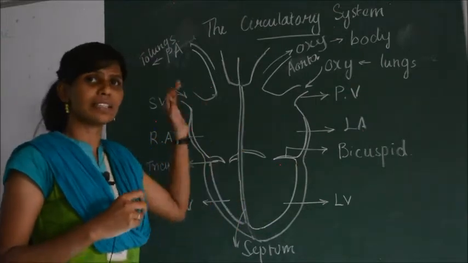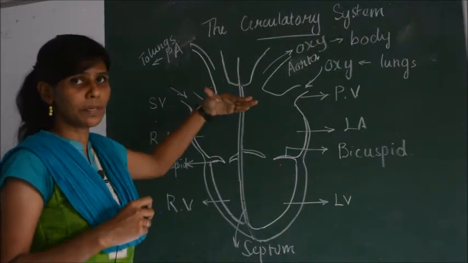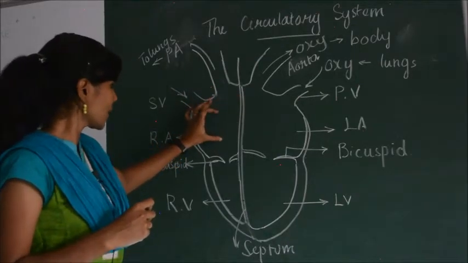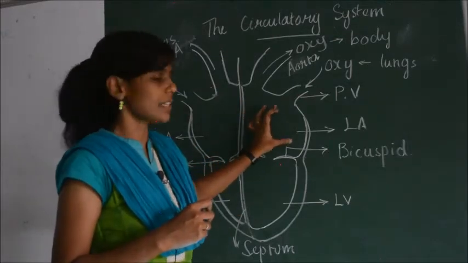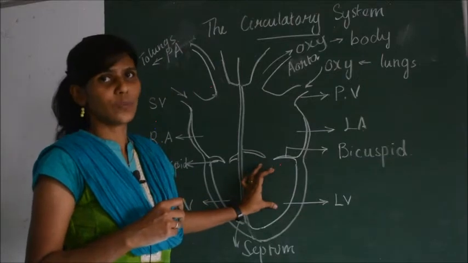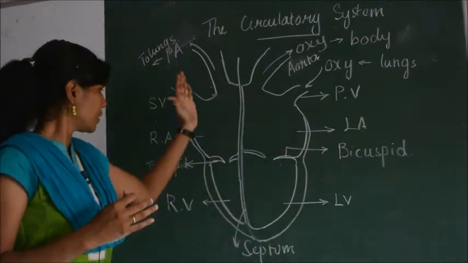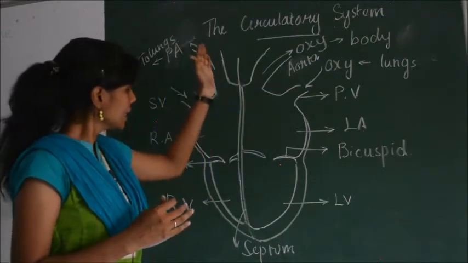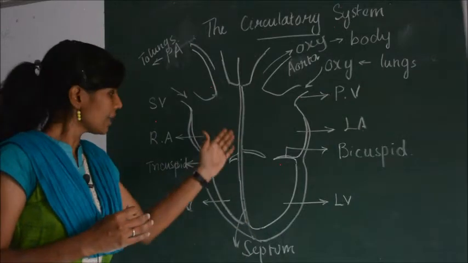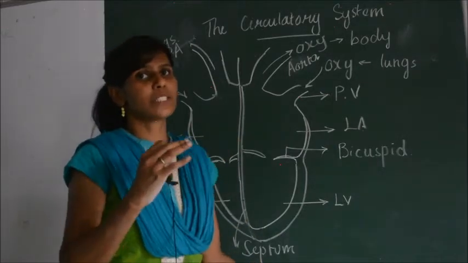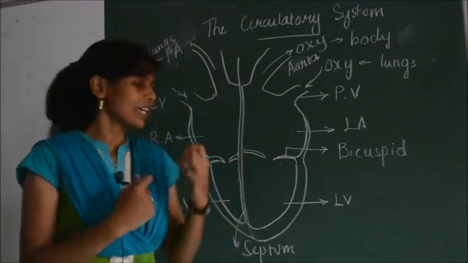So in the heart structure also, this will be the right atrium. I told you the upper chambers are atria, right? So this is the right atrium, this is the right ventricle, this is the left atrium, and this is the left ventricle. So these 4 you should be clear about first. The right side and the left side are divided by one thin layer, and that is called the septum.